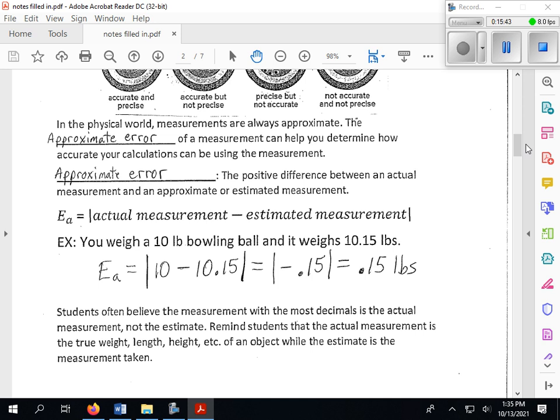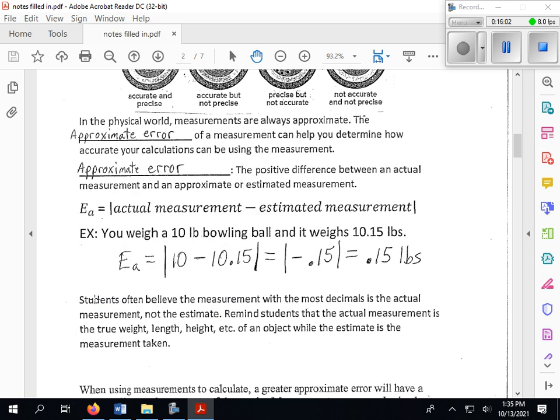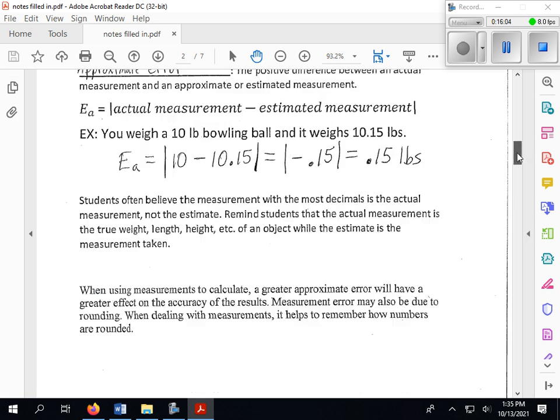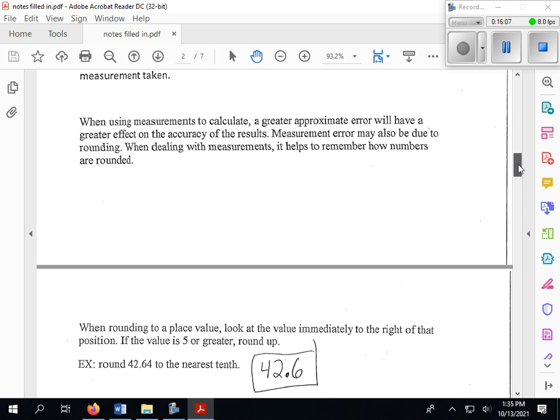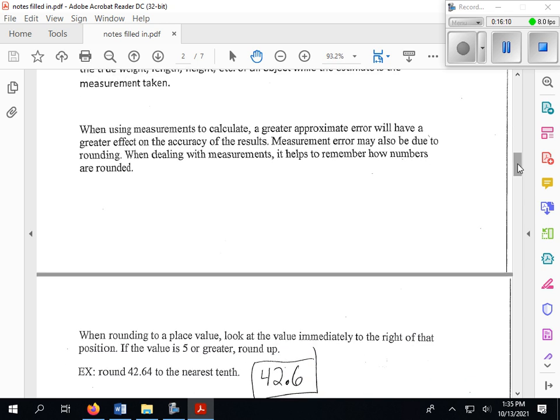Students often believe that the measurement with the most decimals is the actual measurement. Is that the case? No. The actual measurement is what you're starting with, what it's supposed to be. All right? When using measurements to calculate, a greater approximate error will have a greater effect on the accuracy of the results. So in other words, the more error you have, the worse your measurement is.